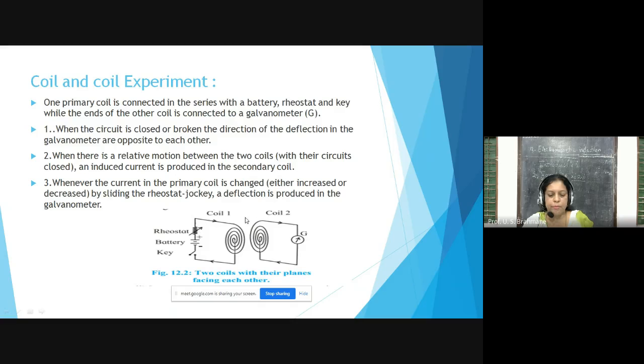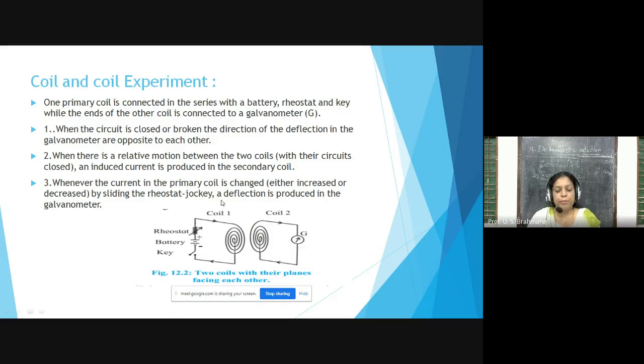So remember this. Secondly, when there is a relative motion, now see here, this coil, like the magnet and coil experiment. Now if there is a relative motion between the two coils with their circuits closed, an induced current is produced in the secondary coil. Because of the first coil, there is induced current in the second coil. Remember, there is a relative motion, you can see, between the two.